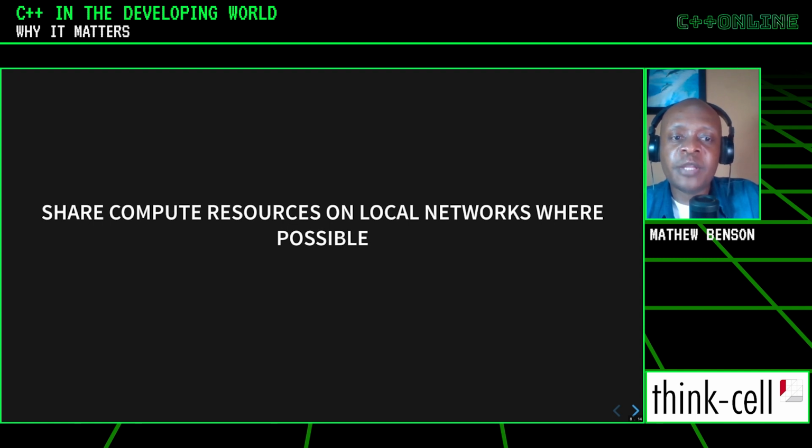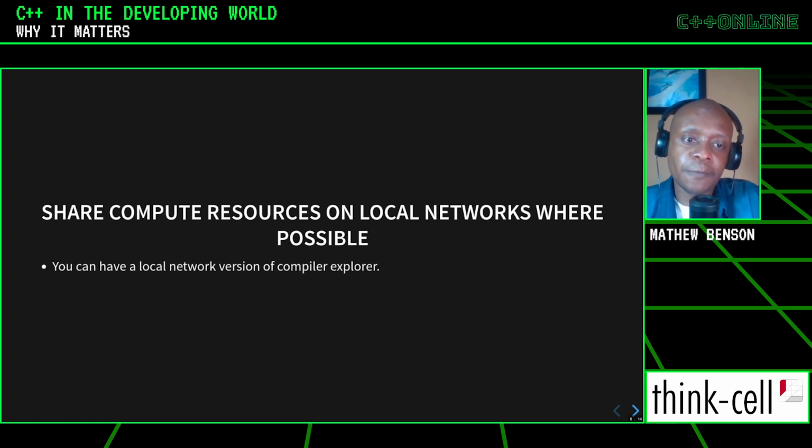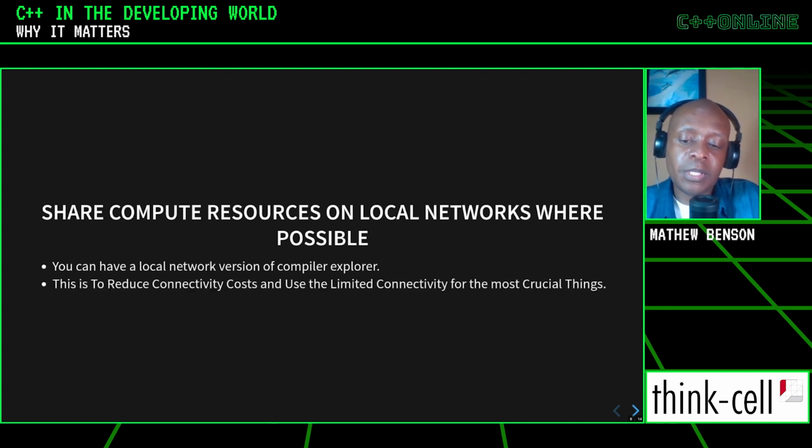And in the same vein of keeping things as local as possible, if you're in a situation where there's a network, keep things on the local network. It's possible even to have a local Compiler Explorer, to rely on what is on your computer as much as possible, and to remove the variable of intermittent connection.